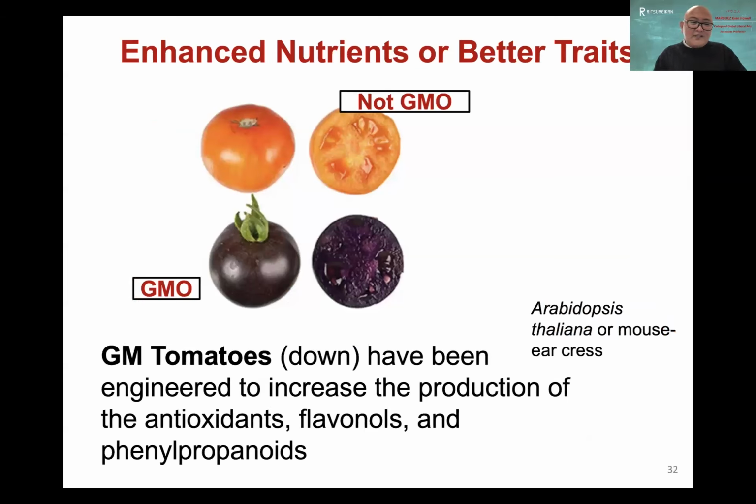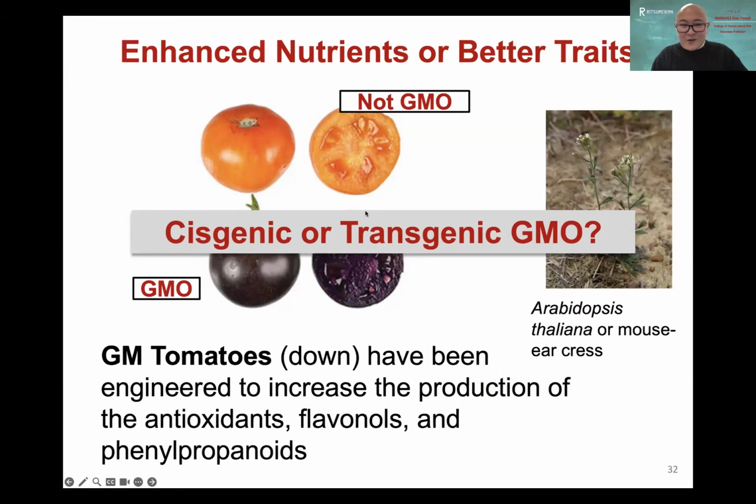Now, another one is this GM tomato that has been engineered to increase the production of antioxidants, this purple one here. Now, is this safe or not? The next question there is, is it cisgenic or transgenic? For this one, this is transgenic, because you allow the tomato to produce more flavonols. And these flavonols come from mouse ear cress, from this plant. So basically, they just produce more flavonols in enriched nutrients. So is this safe or not? It is.